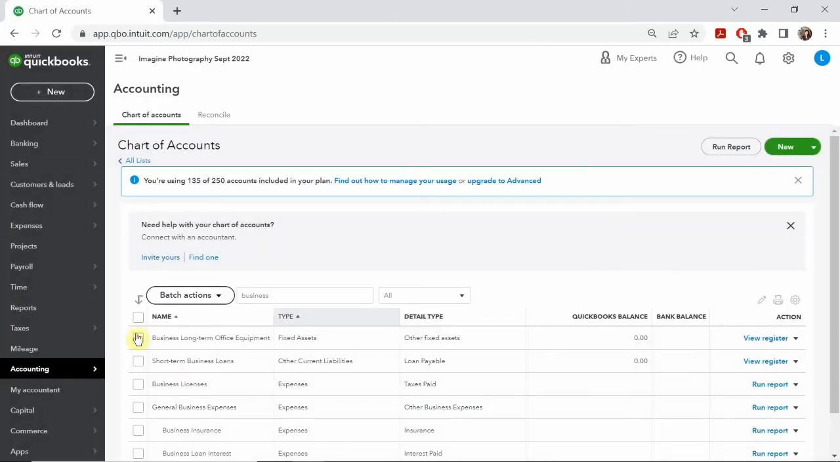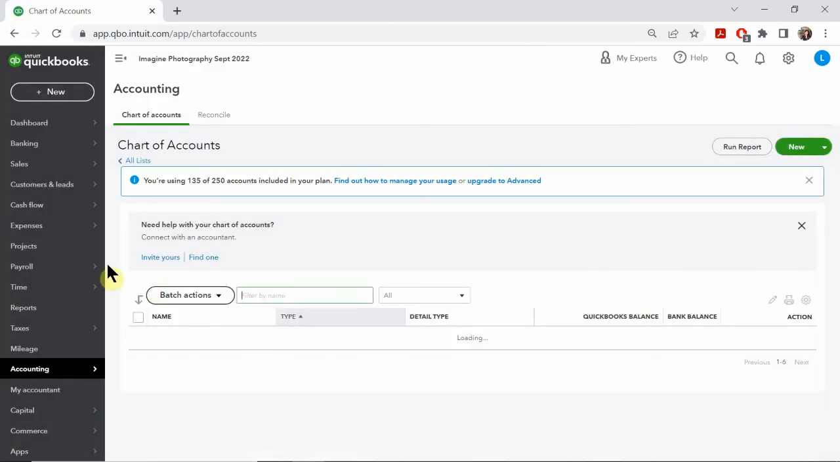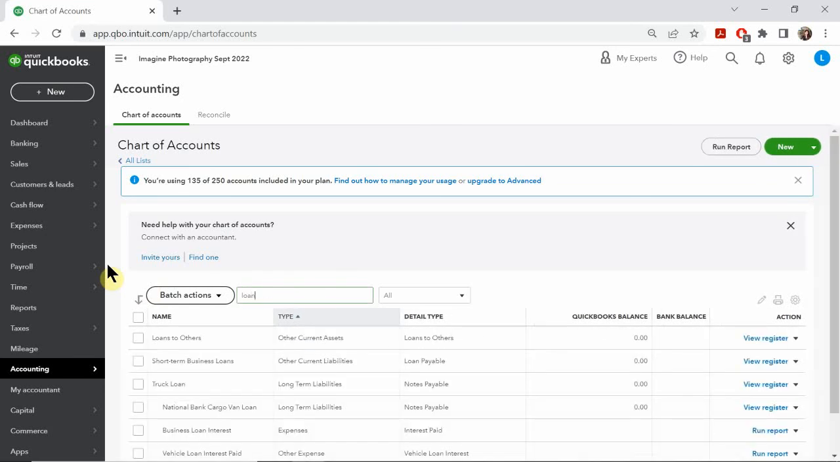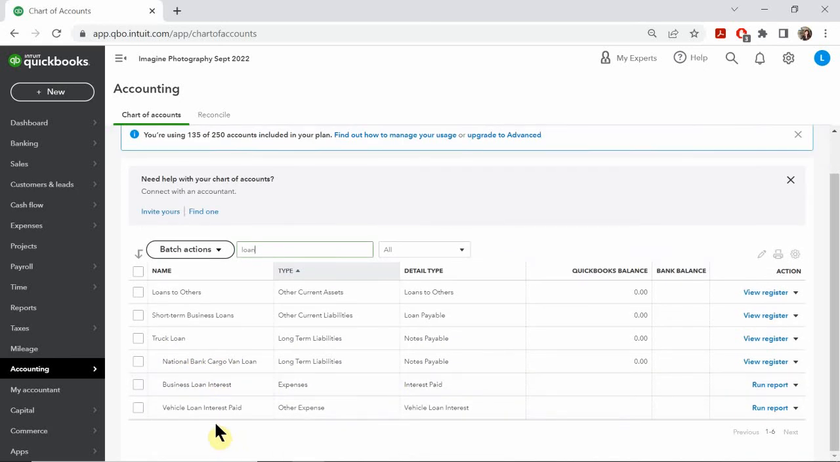So here I should have, if I put in loans at all in here, loans, I should have, let's see, here, National Bank under truckload. Oh, here's the business loan. Oh, but it's for interest. Okay, and then I have vehicle loan interest. So in this case, these are expenses. So again, we want to make sure that we have the long-term liability for that loan.